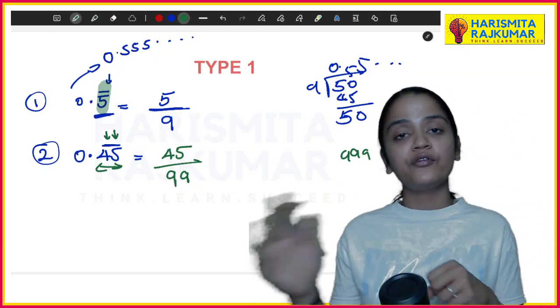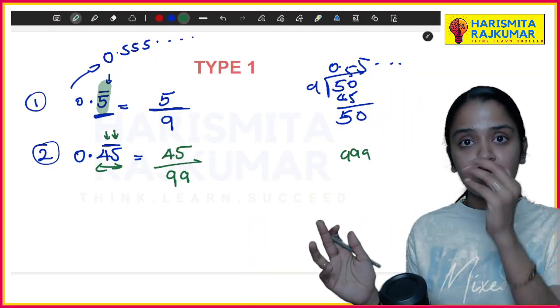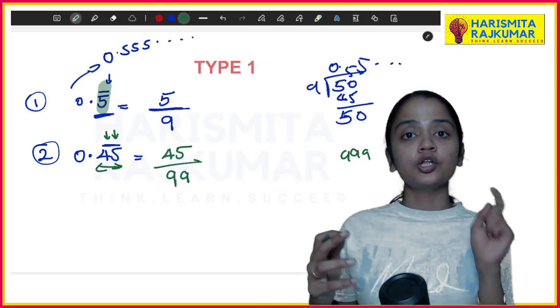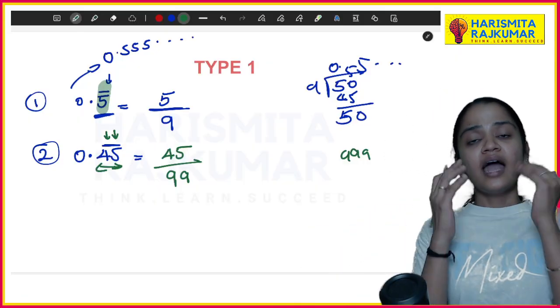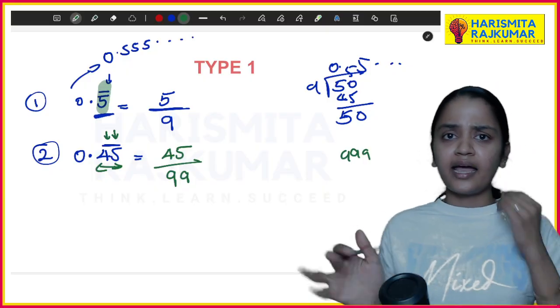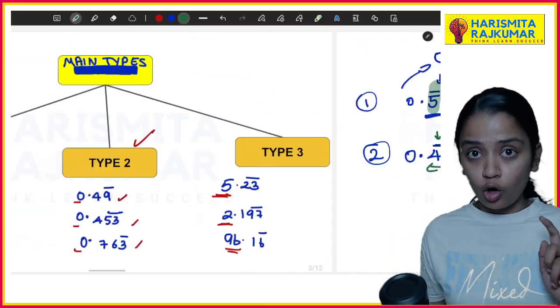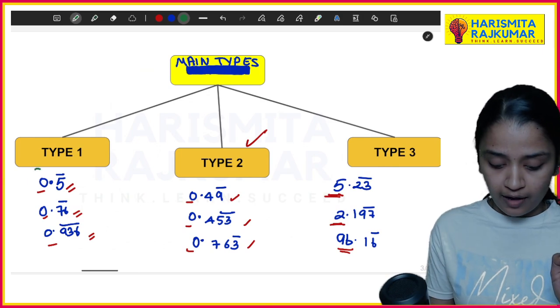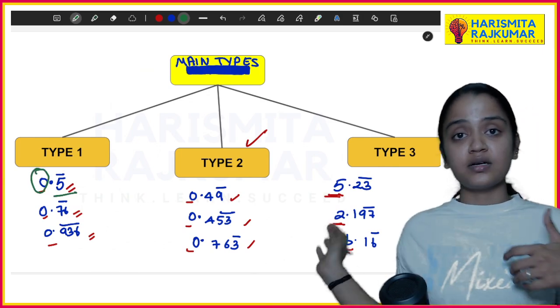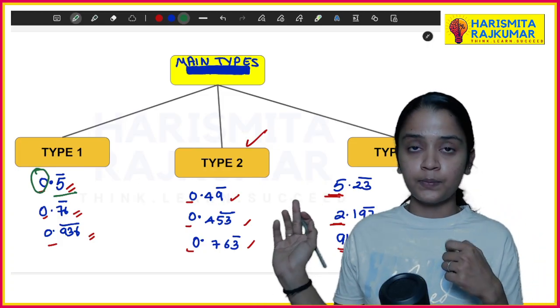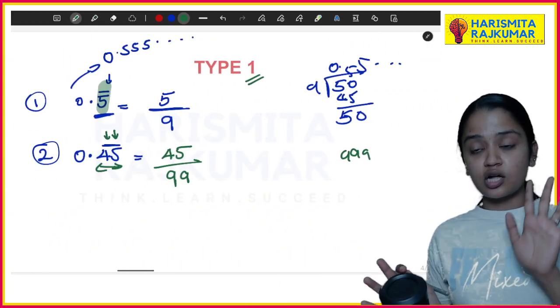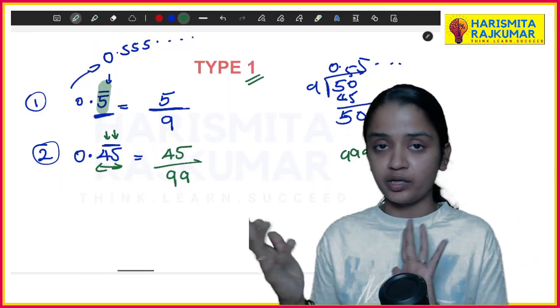After the decimal point, every number will be repeating. Take the number as the numerator, and for the denominator, you just count how many numbers are repeating and write that many 9s, like 99. Okay, this is for type 1. I hope you understood what type 1 is. Type 1 means you have 0 in front and all the numbers after the decimal point should repeat. So that is the concept of type 1. Don't confuse it with type 2 and type 3.